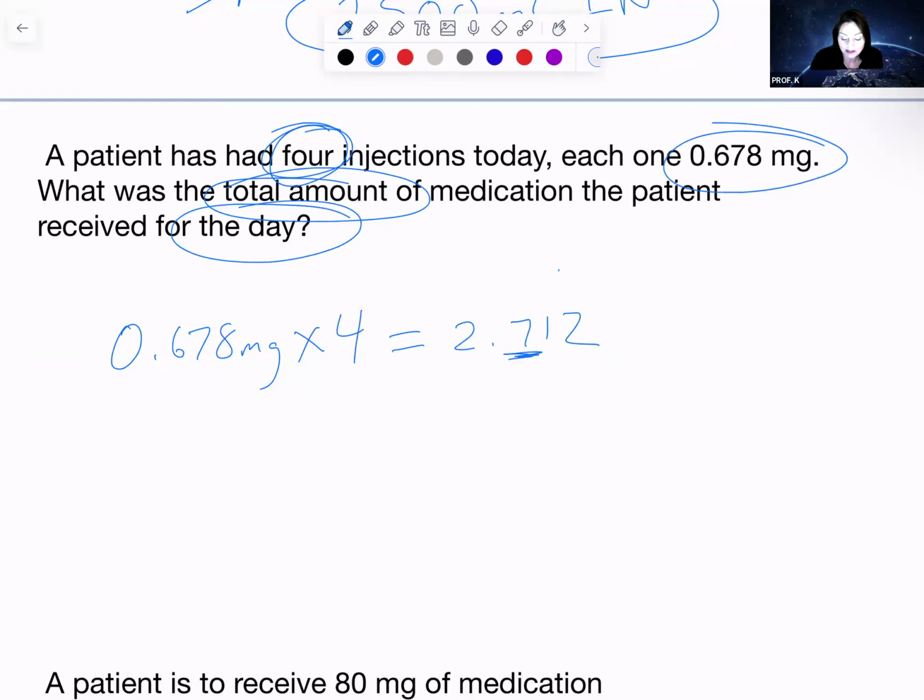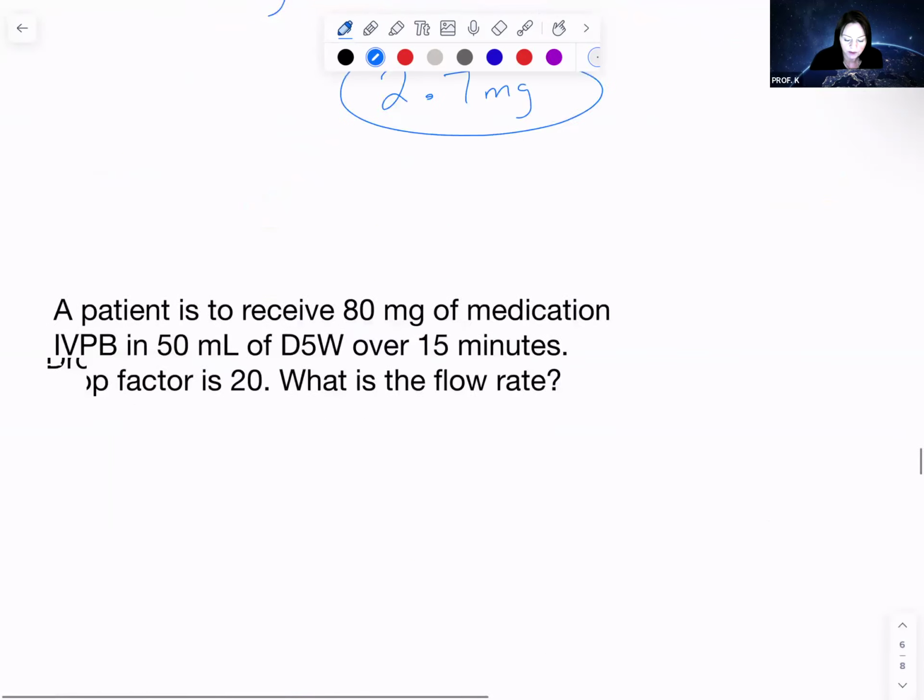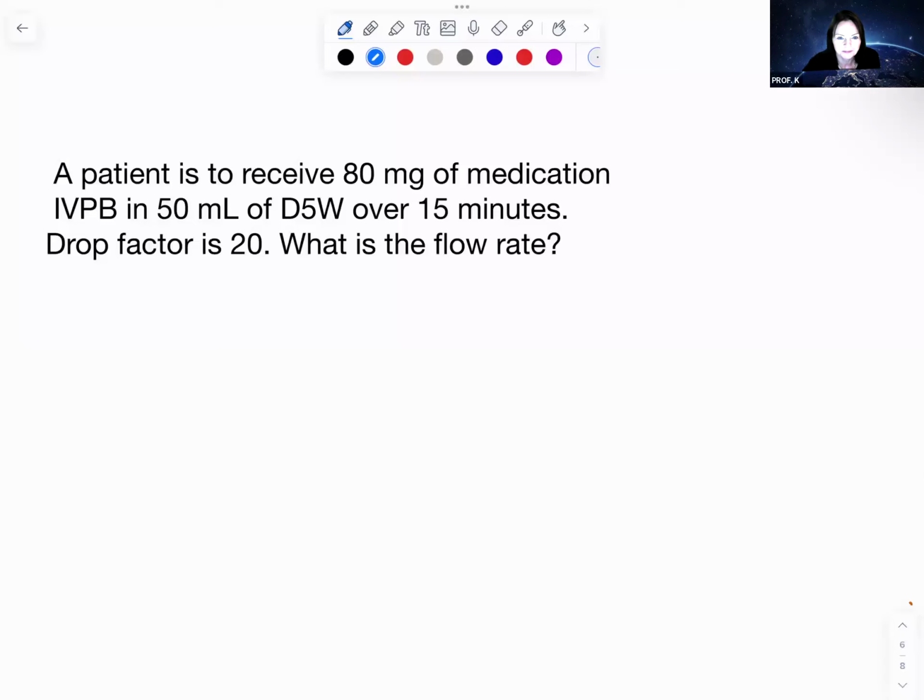1 to 10, we round to the tenths. If it's not 5 and up, we don't round up. So the answer is 2.7 milligrams. Not a trick. Not a trick. Solve this one for me. All right, what did I say?